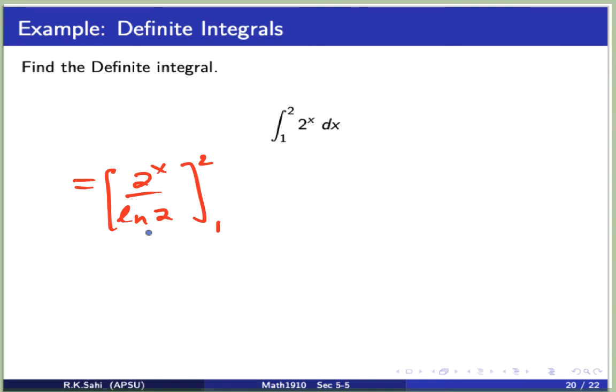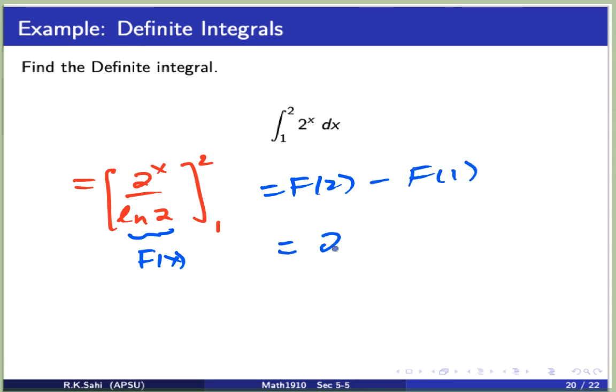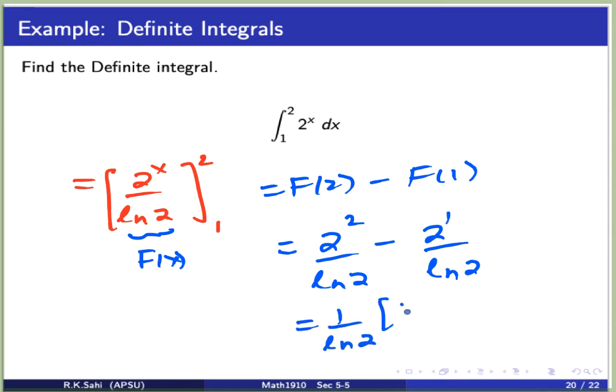Remember, this is your capital F of x, so you'll be doing F of 2 minus F of 1. So which is 2 to the power 2 over natural log of 2 minus 2 to the power 1 over natural log of 2. So you can take 1 over natural log of 2 out, it's 4 minus 1. Final answer, 3 over natural log of 2. Sorry, 2 minus 1... so it's 2 over natural log of 2.